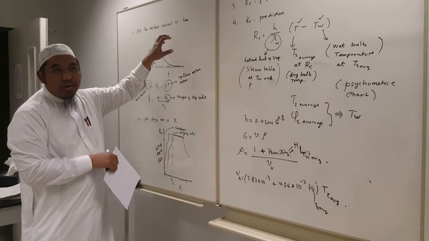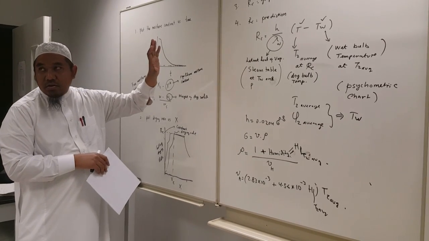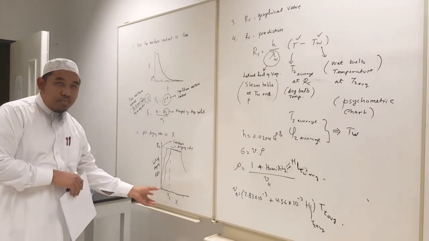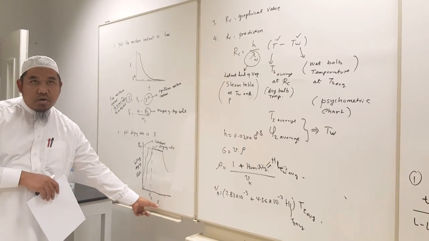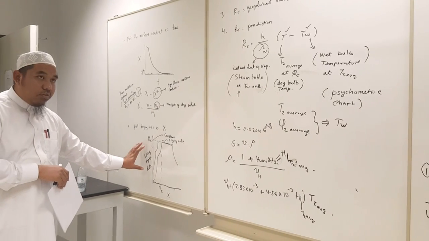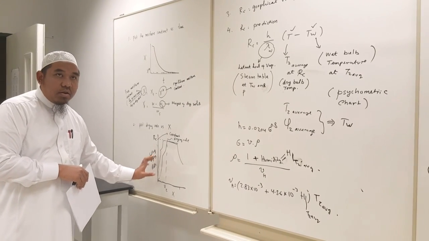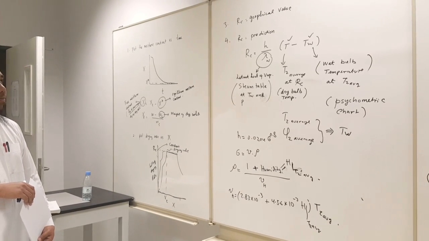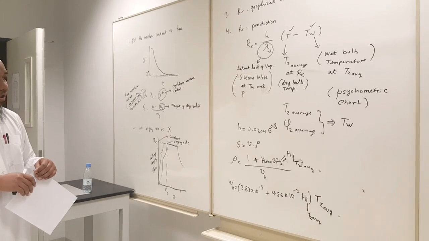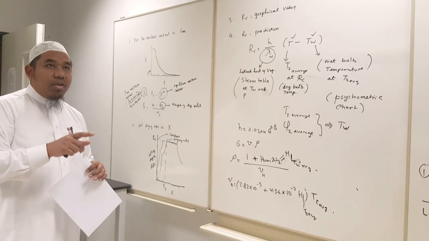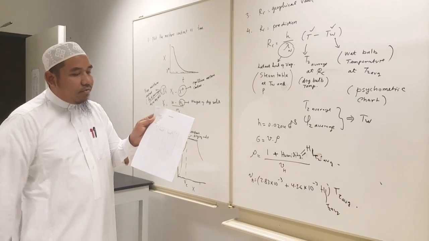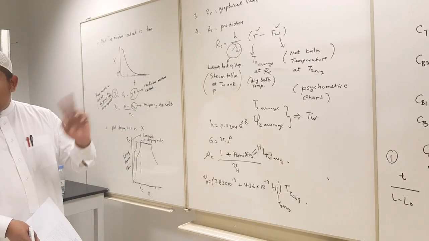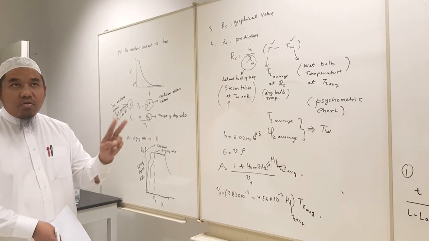The objective of the experiment is to study the drying rate as a function of moisture content. This is one. The second is to investigate the effect of air flow rate, because we have two experiments, one at lower air flow rate, second at higher air flow rate. So there are two objectives.